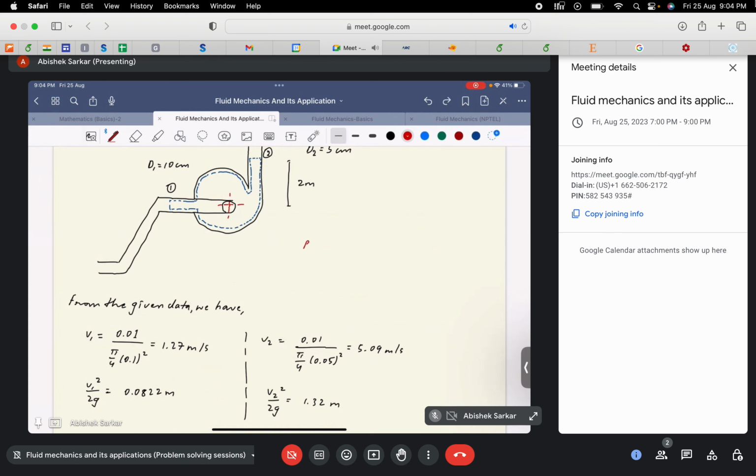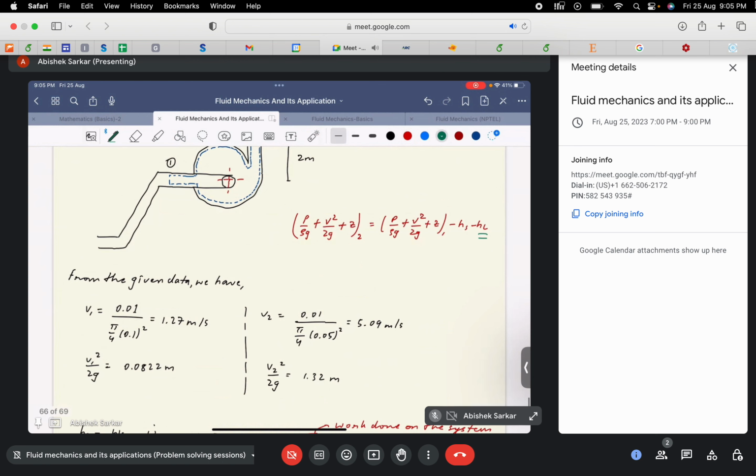So P by rho g plus V square by 2g plus Z at point 2 is equal to P by rho g plus V square by 2g plus Z at point 1 minus HS minus HF. So we need to find HF. Every other parameter is being given, so we just need to find the value of these parameters.